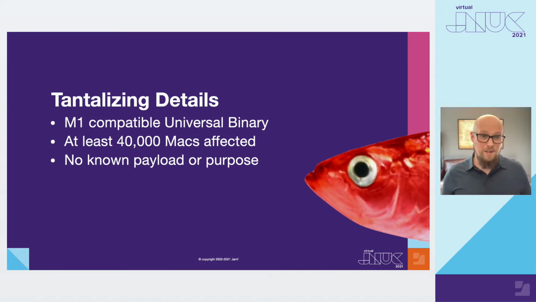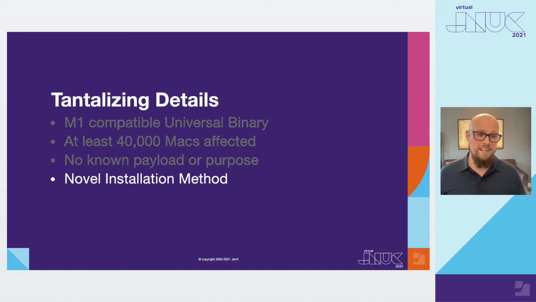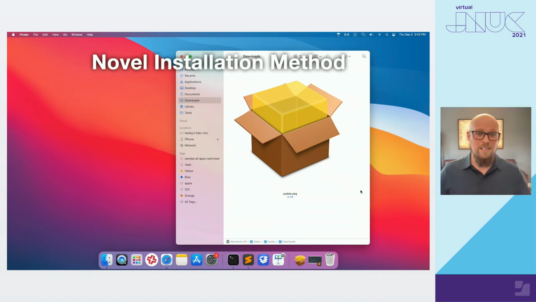I won't go so far as to say that these details were red herrings, but the oddities made it easy to overlook the novel tactic used by this malware, and that was the installation method, which was just very uncommon. Let's dig into that now. This is a simple PKG installer, and this is what ended up on 40,000 Macs. It's unclear how it originally got onto systems. We don't know where it originally came from. It could have been as easy as a fake Flash updater, just like we've always seen, or it could have been something else.